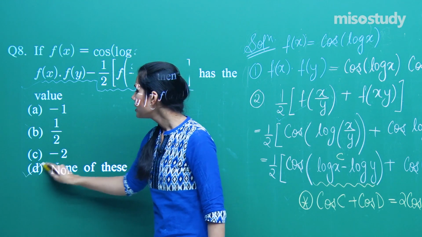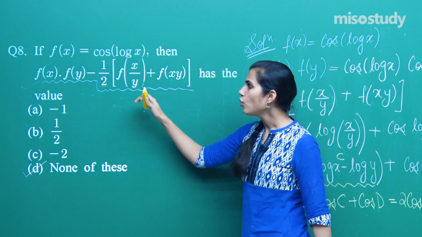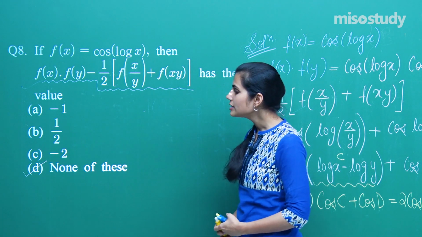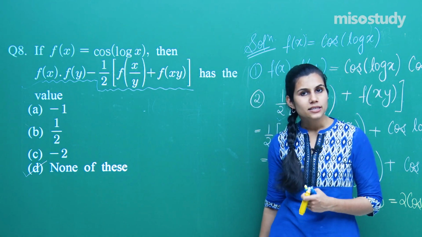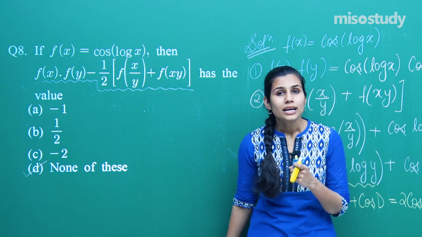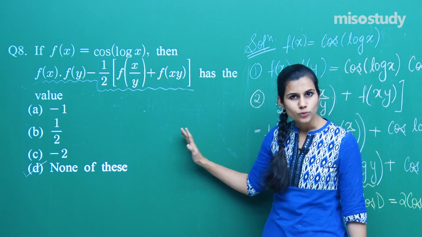The answer is because the value of this expression is 0. 0 is not covered in any of the options, so none of these is the correct answer. That's it. You have to compute this question in this manner.